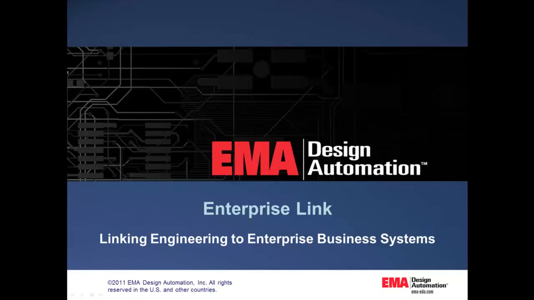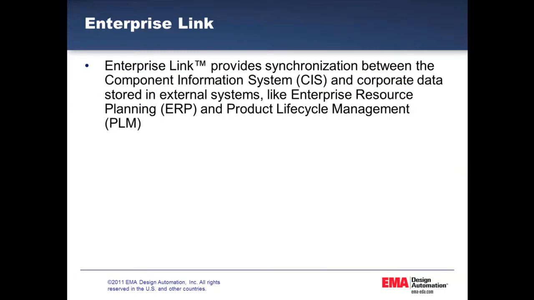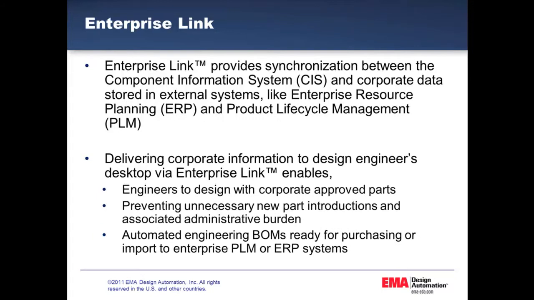This movie is a presentation of EMA's Enterprise Link product. The Enterprise Link provides synchronization between the Component Information System, CIS, and corporate data stored in the external ERP and PLM systems. The Enterprise Link delivers corporate business information at the engineer's desktop.